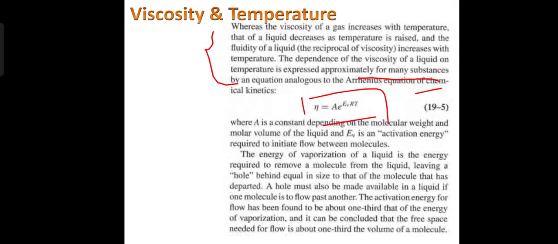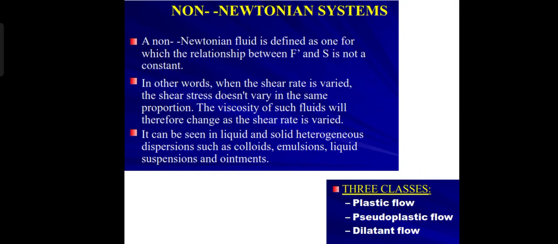Now we have already discussed the Newtonian fluid. For a Newtonian fluid, the curve will be a straight line. But a non-Newtonian fluid is defined as one for which the relation between F and S, the shearing stress and rate of shear, is not constant, whereas it is constant for the Newtonian.